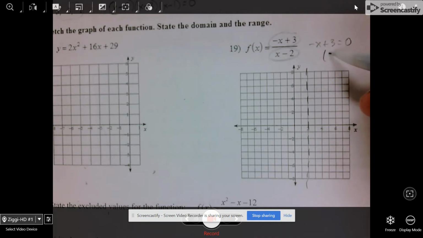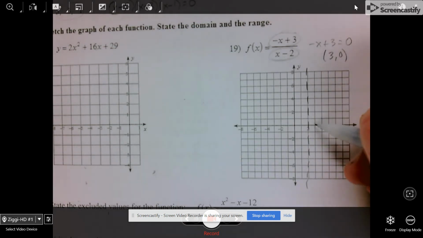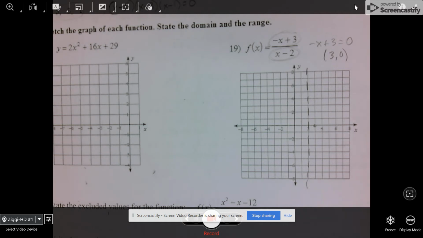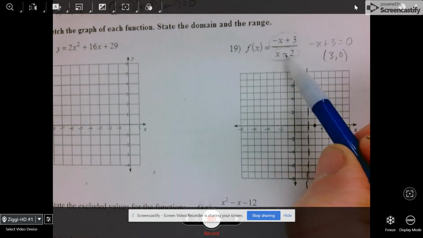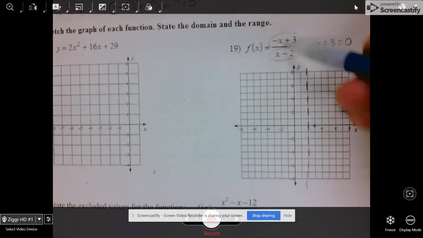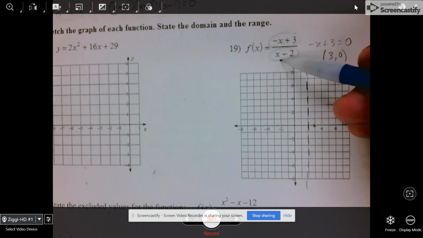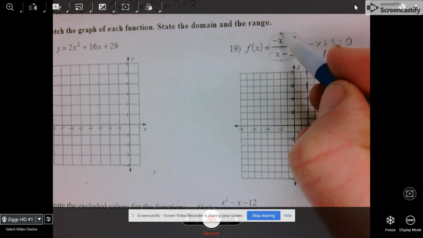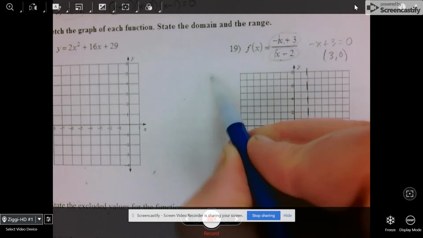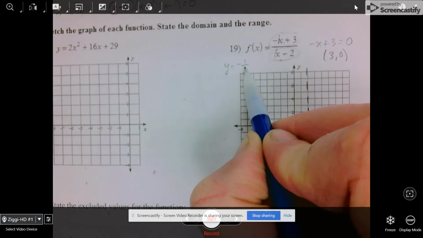And then I also have the degree of the numerator and the degree of the denominator is the same. So that means there's 3 cases. One is if the numerator is greater than the denominator, that means there's no horizontal asymptote. If they're equal, there's a horizontal asymptote at the ratio of the leading coefficients. So y equals -1 over 1. So I know I have an asymptote right there.